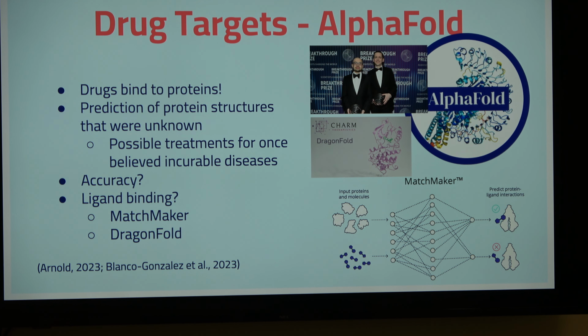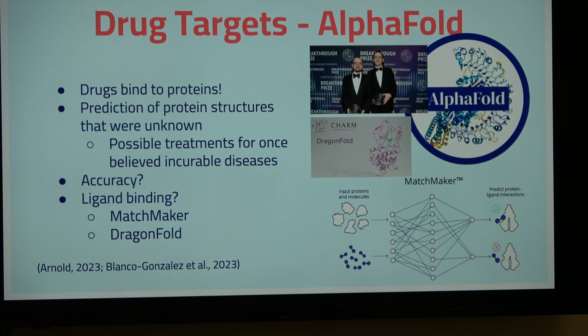So, drug targets. One of the key mechanisms of drugs is that they bind to proteins. And for many, many years, it's been very difficult to visualize what a protein looks like, how it folds, its structure and everything. And AlphaFold, Google DeepMind's AlphaFold, has actually been able to predict the protein structures and how they fold. And they can predict protein structures of diseases that we had no idea how they worked. And this is very important because now we can actually develop treatments for once believed incurable diseases, now that we can visualize what that protein looks like.